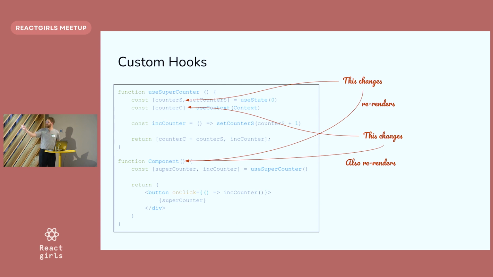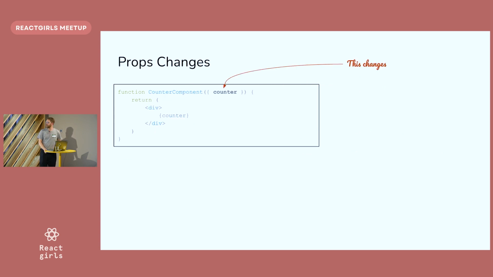And it's the same whatever nesting you have here. If you have this use super counter using some other custom hook, and it somehow, for some reason, should trigger a render, it will always trigger a render for whoever uses that. So still pretty basic. I guess everyone that does React kind of knows this stuff, right? It's still normal stuff.